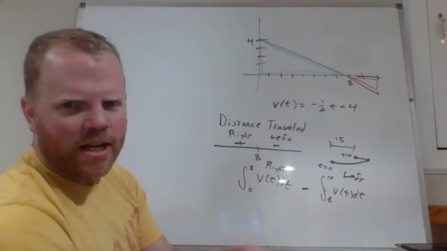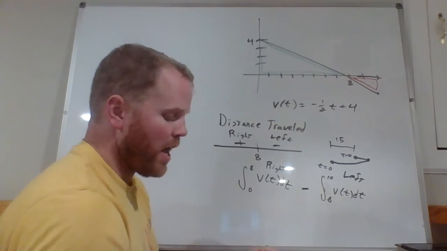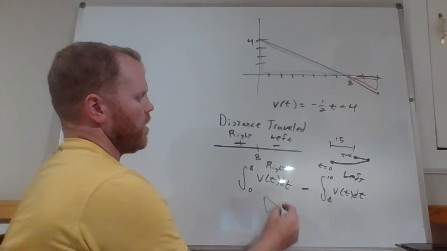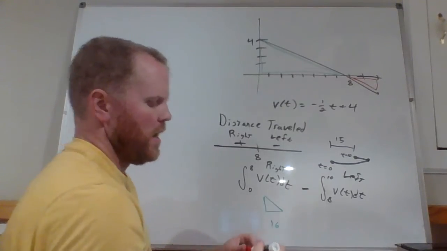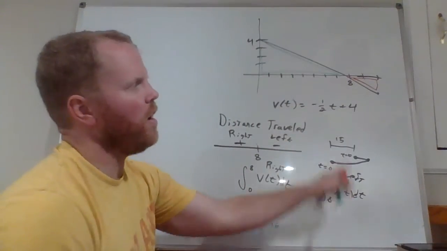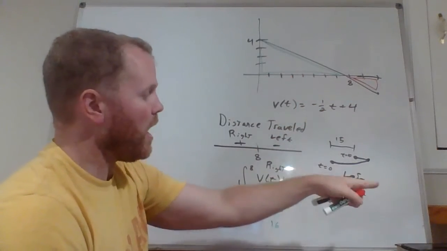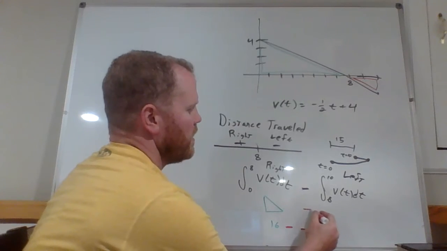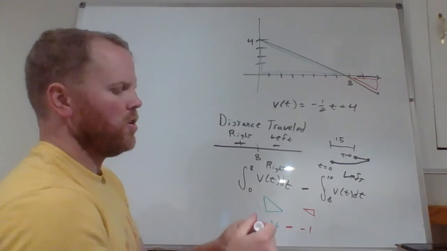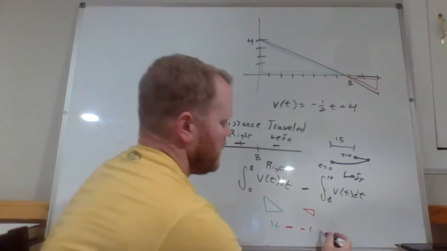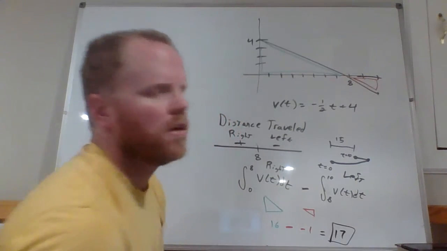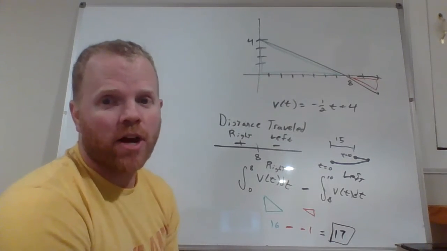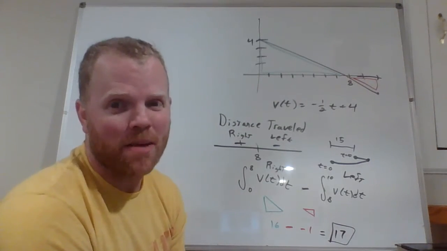So let's just do this the easier way. That triangle, that green one, had an area, because we did it before, of 16. And this triangle has an area of 1, but it's negative, so it's down, so we're actually going to be doing minus negative 1, because this little guy is upside down. You should wind up getting 17 here. So this one's a little different because the velocity is negative at some point in time and you backtrack. So distance and displacement are not actually the same thing.